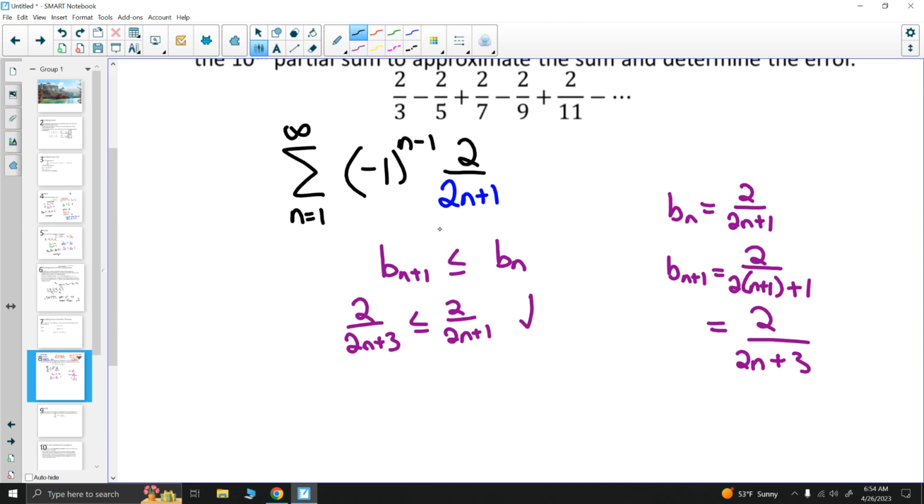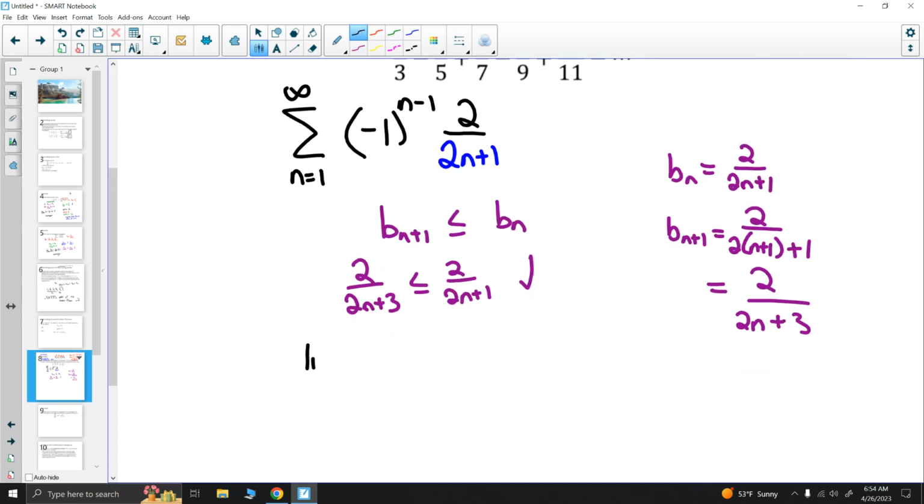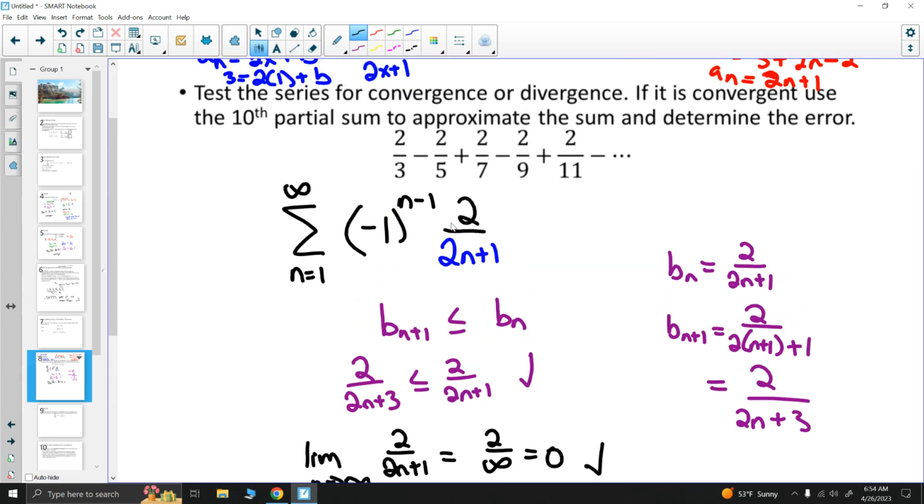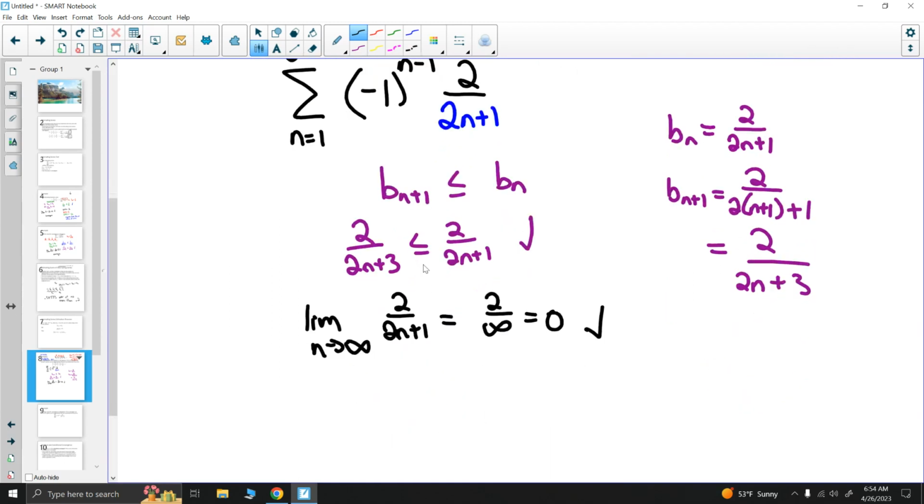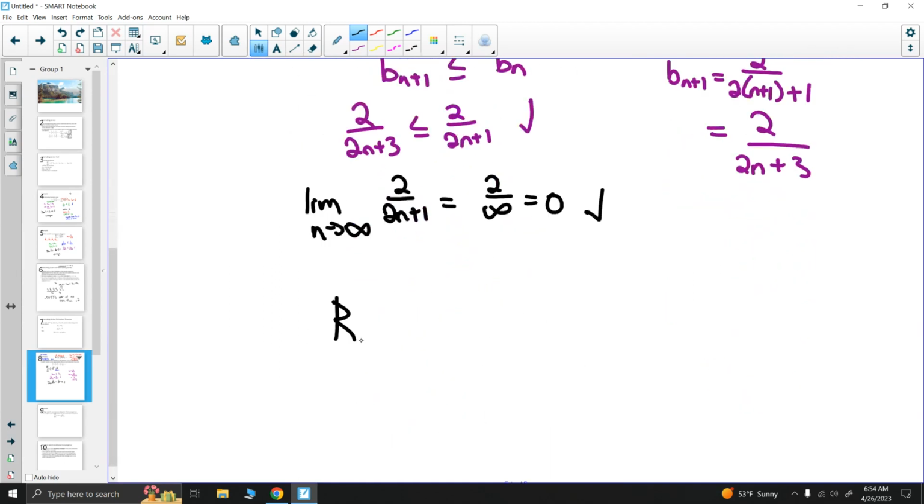Okay, so now we're going to take the limit as n approaches infinity of 2 over 2n plus 1, our b sub n. So at infinity, this would be 2 over infinity, which is 0. So that checks out. So this meets the requirements for our alternating series test. Because it meets those requirements, then we know that our remainder, r sub n, the absolute value will be less than or equal to b sub n plus 1. So that's our error rate, but let's first find the sum then.